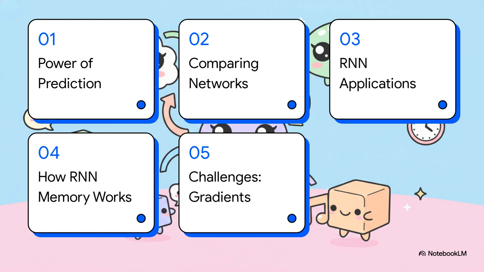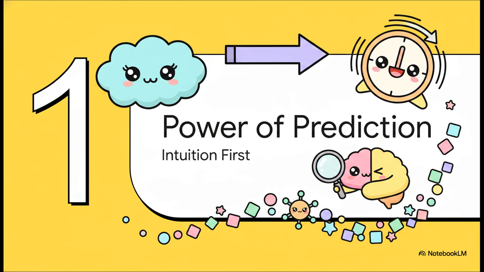So, here's our game plan for today. We'll start with the power of prediction. Then, we'll compare different neural networks. After that, we'll check out some real-world RNN applications, dive under the hood to see how their memory works, and wrap up with the challenges, specifically gradients and tanh. Let's jump right in. All right, part one, the power of prediction, intuition first.